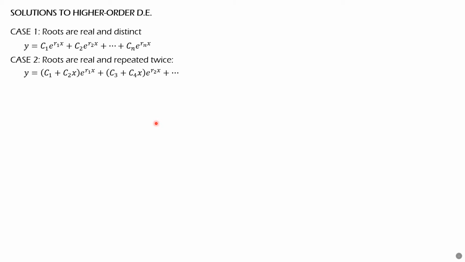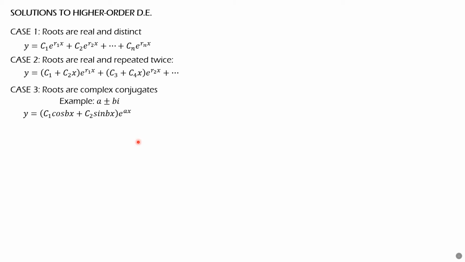Then case 3, we have roots that are complex conjugates. Example of the roots would be a plus minus bi. And so the form of solution would be quantity c sub 1 cosine of bx plus c sub 2 sine of bx closed times e to the ax. So for the real part of the root, we have e to the ax, just like in cases 1 and 2.